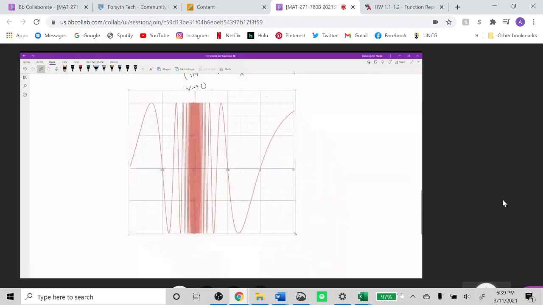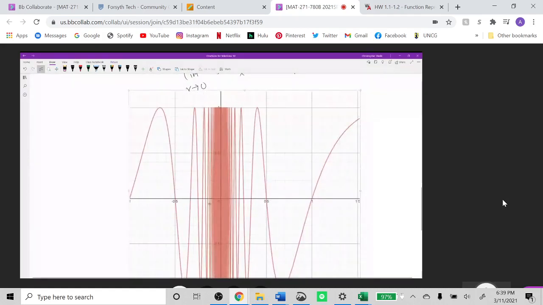This function is not approaching a single value as x gets close to 0. The function is oscillating so rapidly that it does not approach a single value. And because this function does not approach a single value as x gets close to 0, the limit as x approaches 0 does not exist. Because for the limit to exist, the function has to begin to approach a certain value.